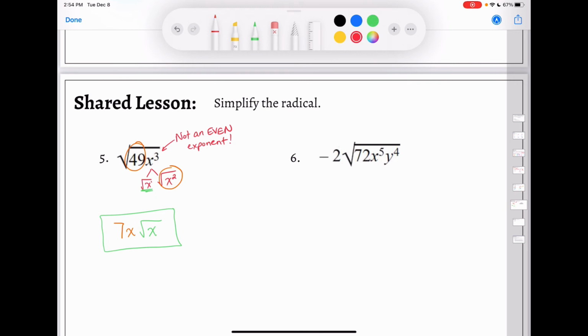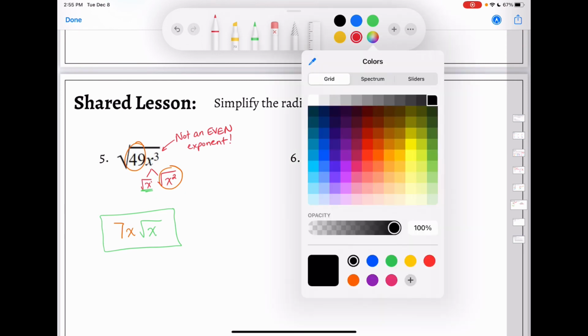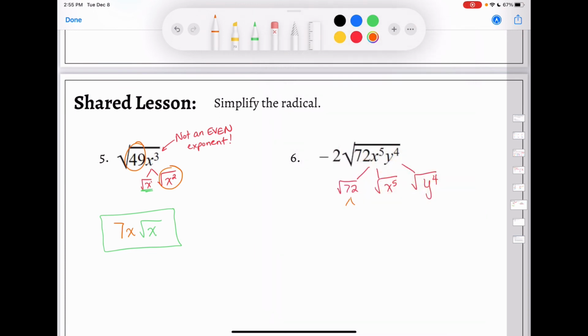All right, so again, if it helps you, you can break this down into the square root of 72, the square root of x to the 5th, and the square root of y to the 4th. I guess I didn't show that step on the last one, but you could have if it helps you. So the square root of 72 would break into the square root of 36 and the square root of 2, right? Hopefully that one jumped out at you pretty good.